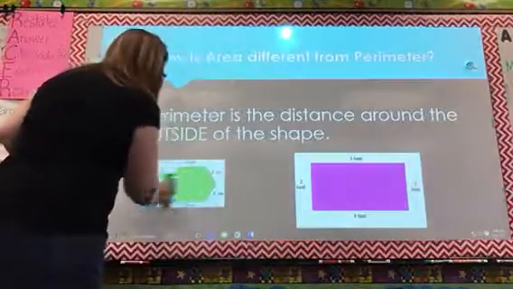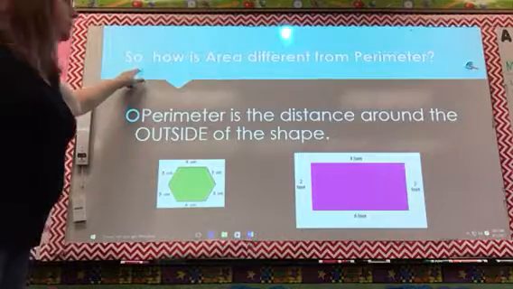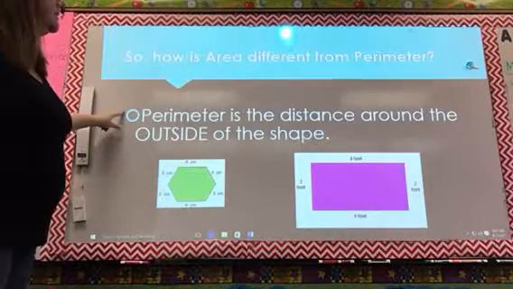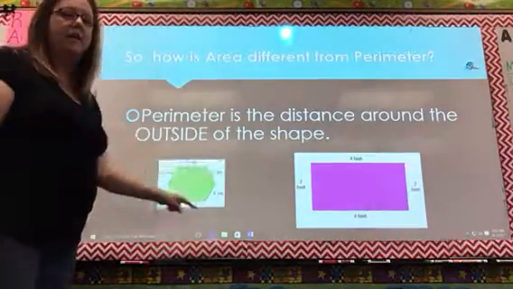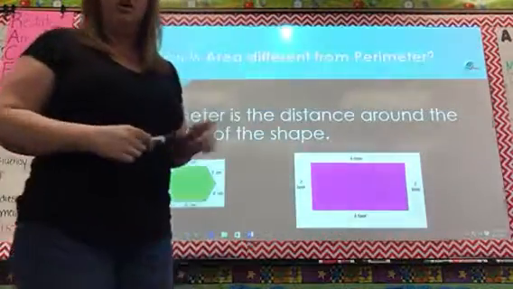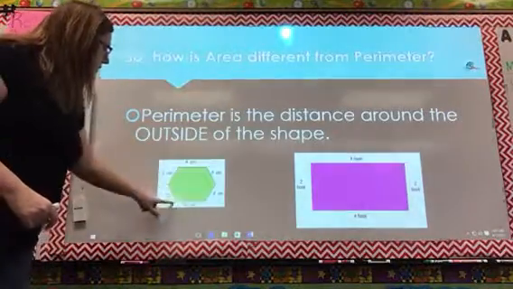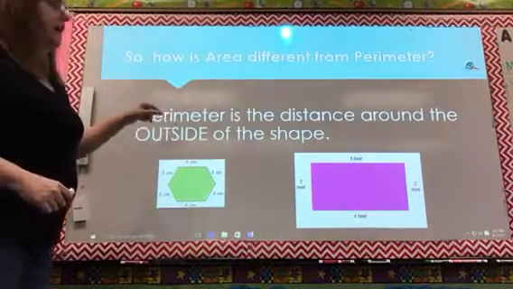So now what we're going to do, how is area different from perimeter? Perimeter is the distance around the outside of the shape. And in order to find that, we add all of the outside edges. So we're going to add all of these numbers right here to find the perimeter.